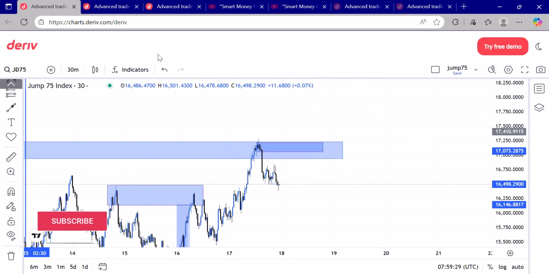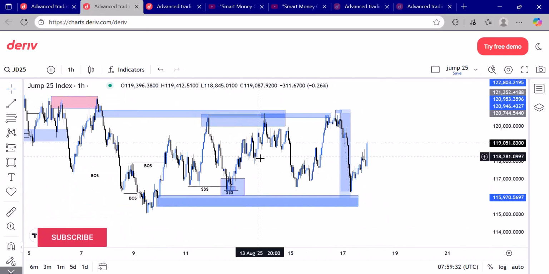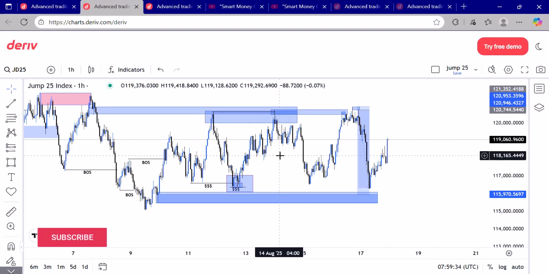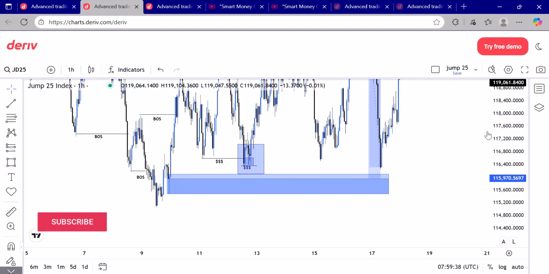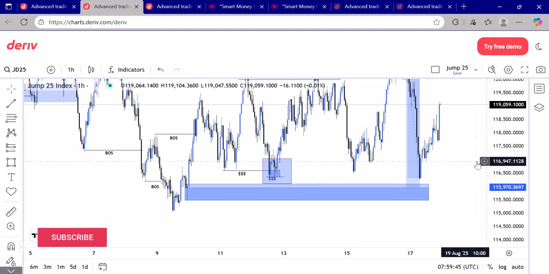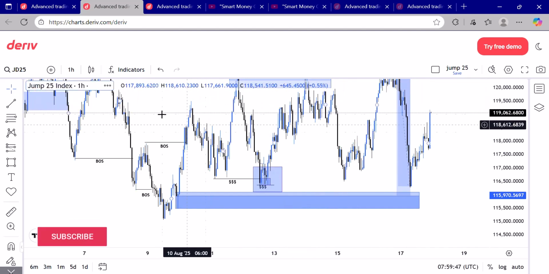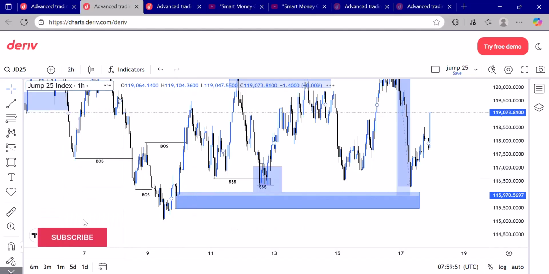Okay, all right. So lastly, we are going to be looking at Jump 25 indices. So this is Jump 25 indices. Okay, so what do we see here? We are still seeing the same thing. Okay, let's go to our 2 hours time frame.